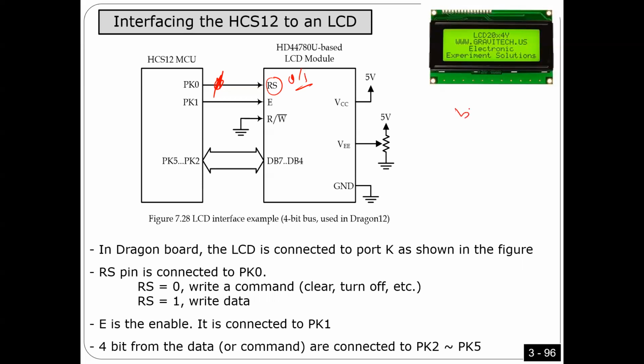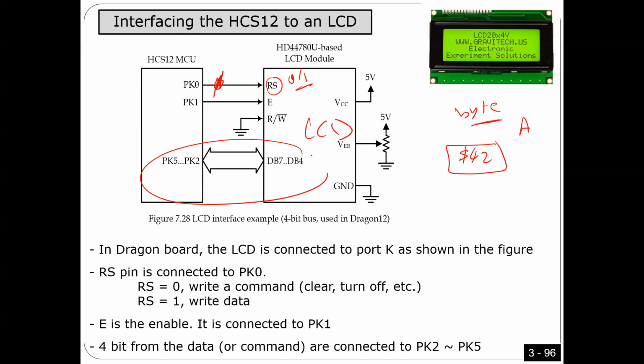Okay. Now the question is, you are telling us I have to send a byte. For example, if I want to display letter A, I have to send 42. For example, that's true. But how can I send it? How can I send 42 to the LCD? Here, you have to send it here. So any code you have to send, this code can be ASCII or can be a command. It has to be sent here. Is that okay?